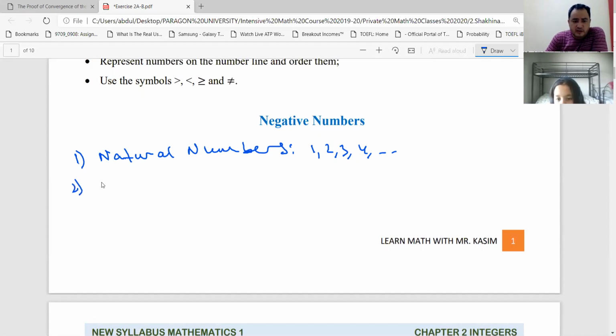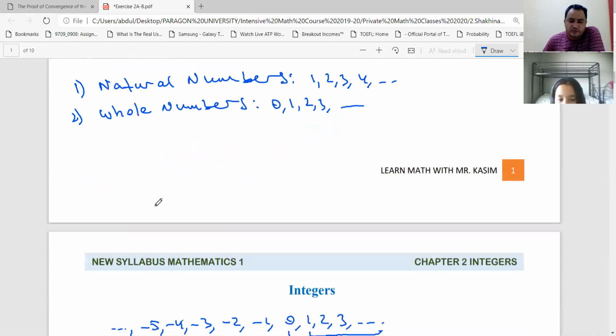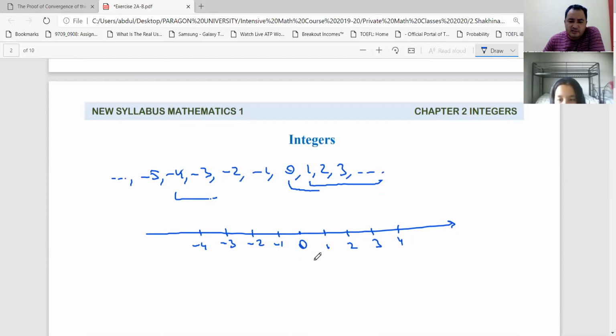And the second one is whole numbers, if you add 0 to this. Here we have 0, 1, 2, 3. These numbers are called whole numbers. The only difference is that whole numbers also have 0, but natural numbers don't have 0. So now we are talking about integers. We are just extending to the other side, because in real life we also use negative numbers.